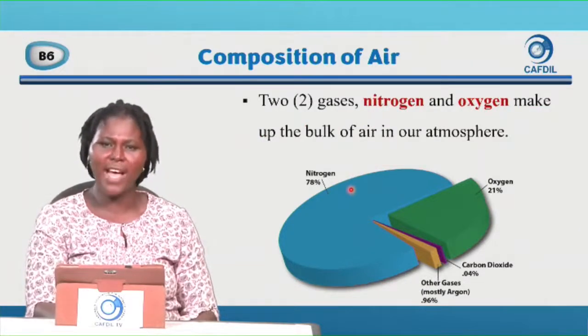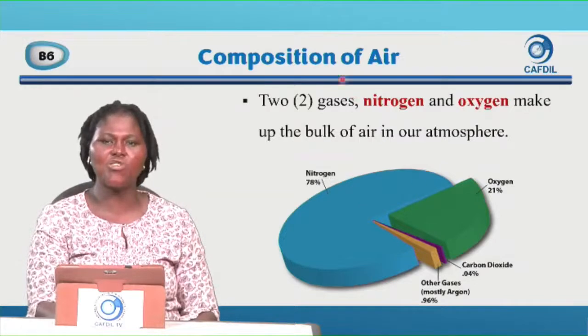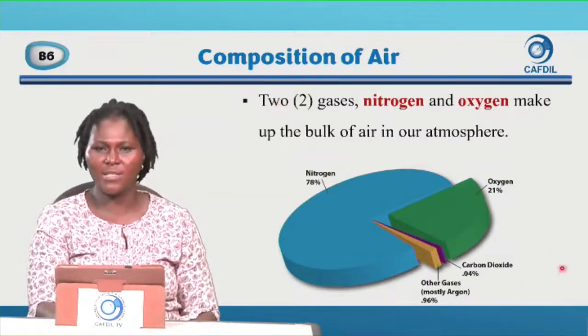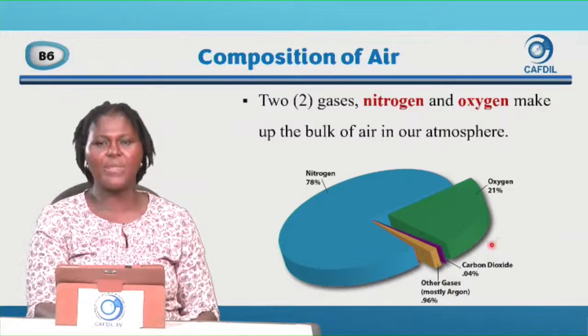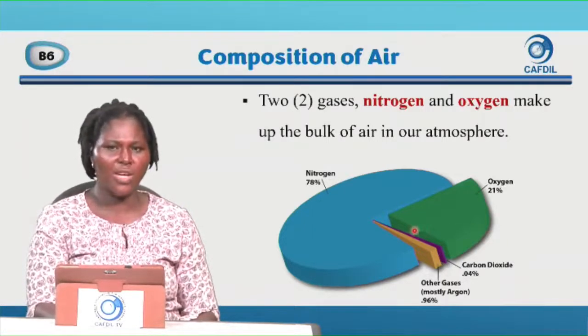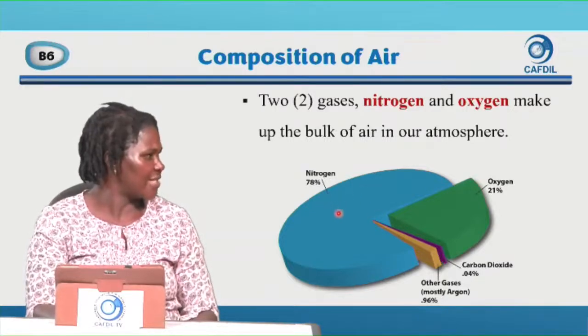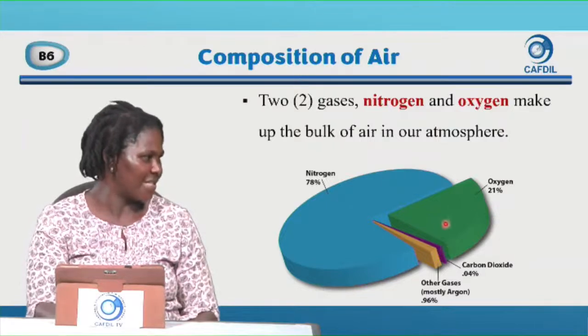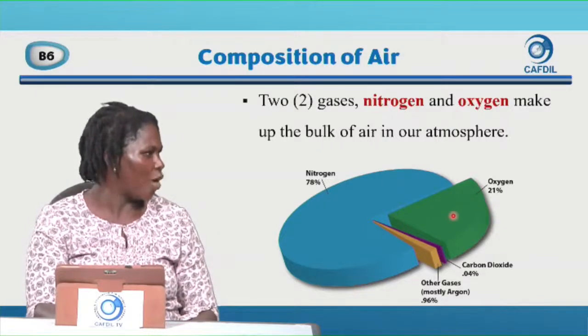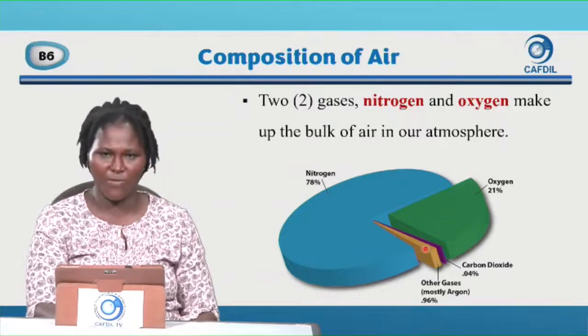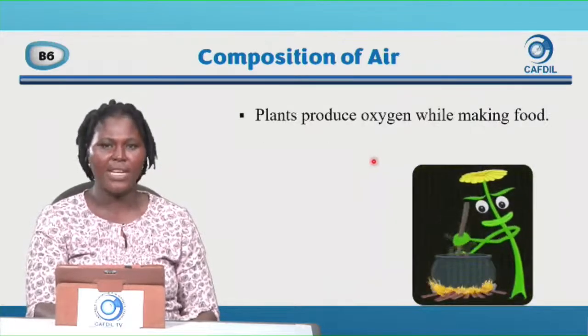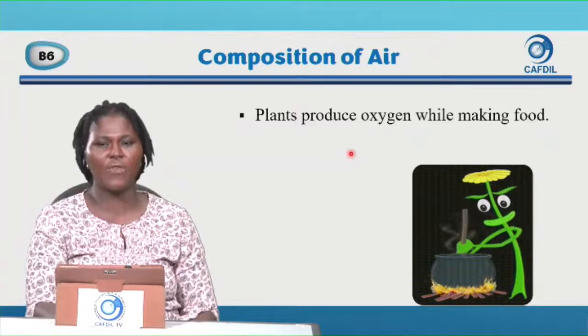Now, 2 gases, that is nitrogen and oxygen, make up the bulk of air in our atmosphere. So look at the nitrogen, we have 78%, and then oxygen being 21%. They are the bulk of air in our atmosphere. Good.